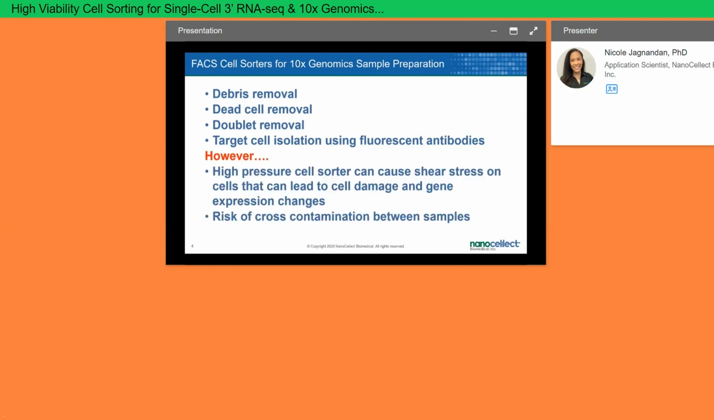However, high-pressure cell sorters can cause shear stress on cells that can lead to cell damage and gene expression changes that can alter your sequencing results. In addition, because the fluidic system in these traditional cell sorters is fixed into their machines and not disposable, you run the risk of cross-contamination between your samples, which could also lead to inaccurate results.